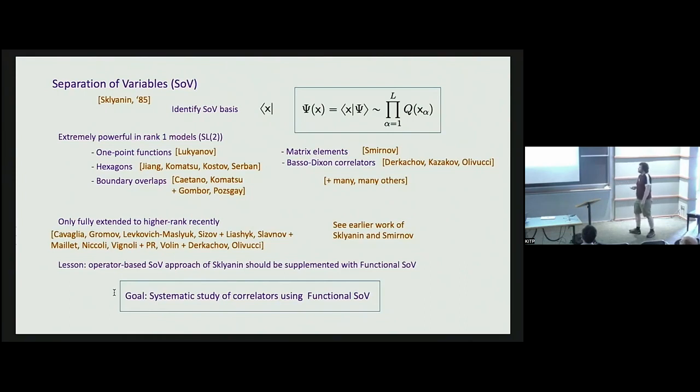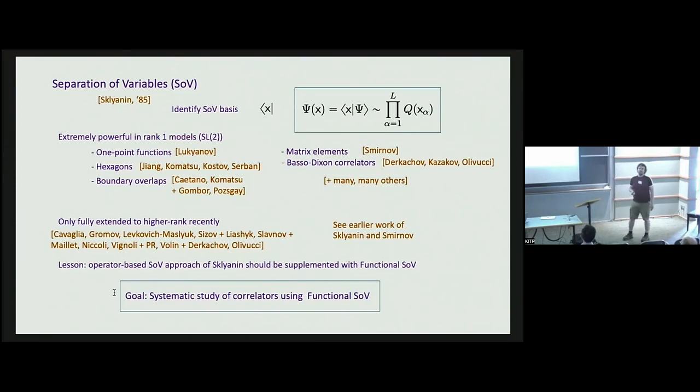Matrix elements were computed in Toda models by Fedor Smirnov, and also the computation of Basso-Dixon correlators by Sergey Derkachov, Volodya Kazakov, and Enrico Olivucci, and many, many others, which I just won't mention here. So this is obviously a very powerful technique, but somehow it was only recently, in the past 6 years or so, extended to the higher rank case. So for example, SL3. And many authors have actually been working on this.